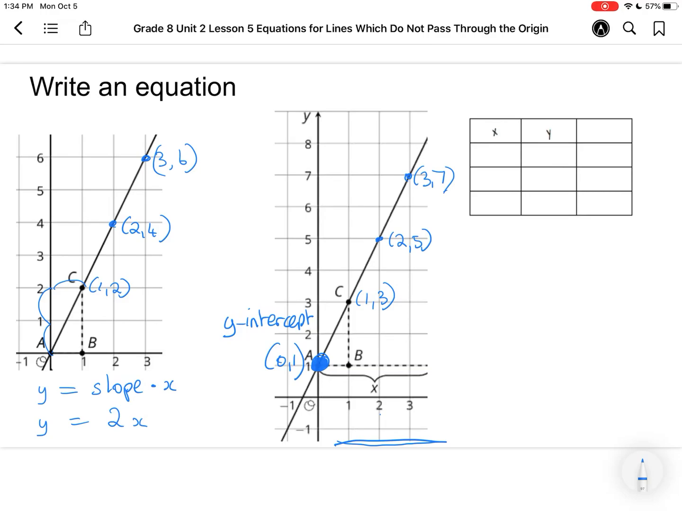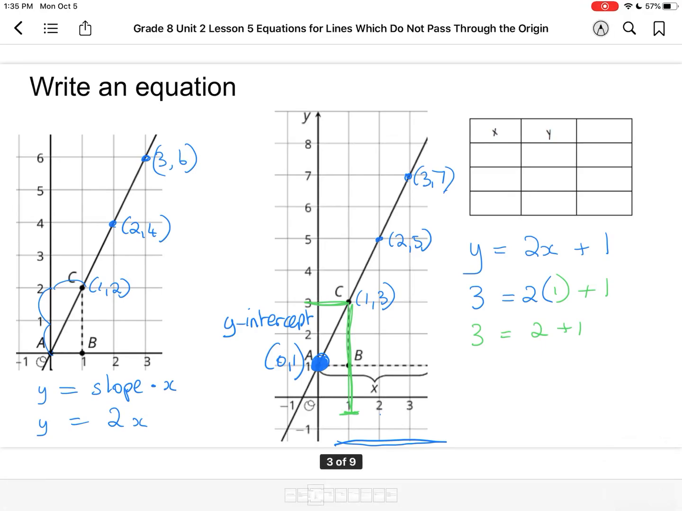And so the pattern we see is that y is equal to 2x still, but with 1 more added to it. And we can check that. We can say when y is, for example, 3, that's 2 times 1 plus 1. That is correct. 3 is equal to 2 plus 1. So our equation is y equals 2x plus 1.